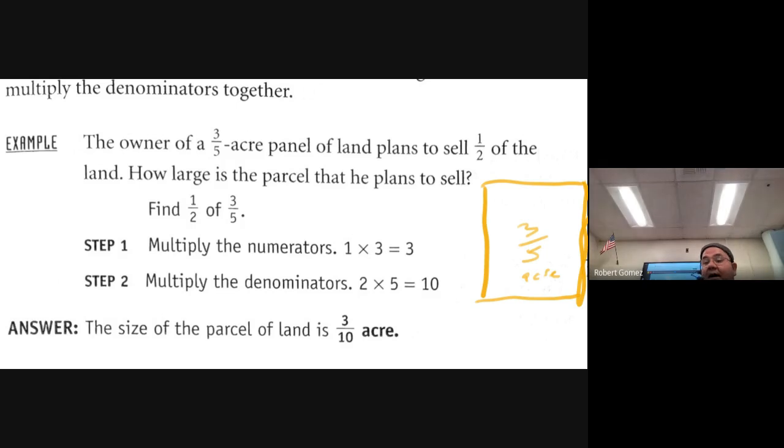Okay. But guess what this guy, or gal, wants to do: sell half of this 3/5. So this is what that looks like. So now he wants to sell half of that. So this is the situation that we're dealing with, right?